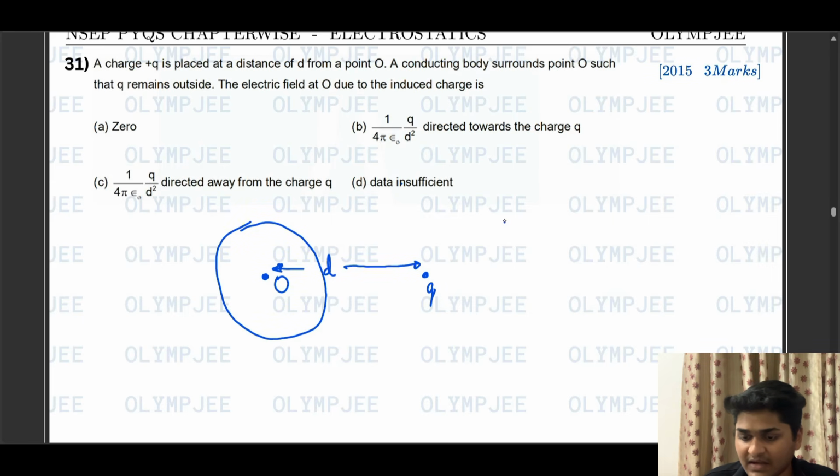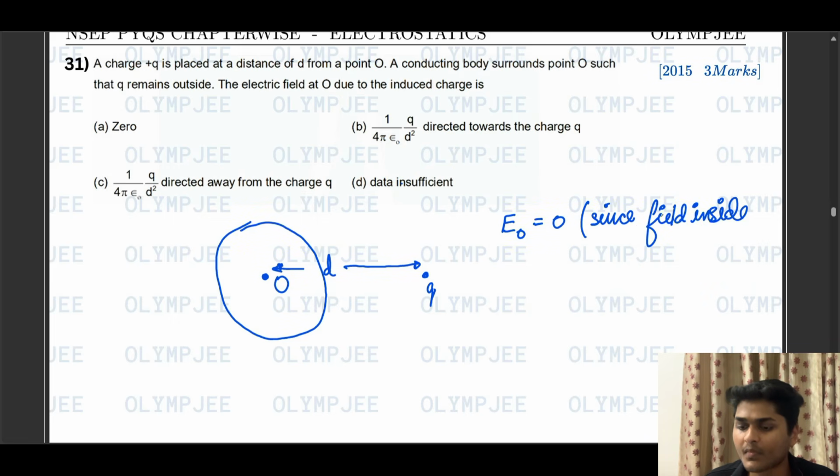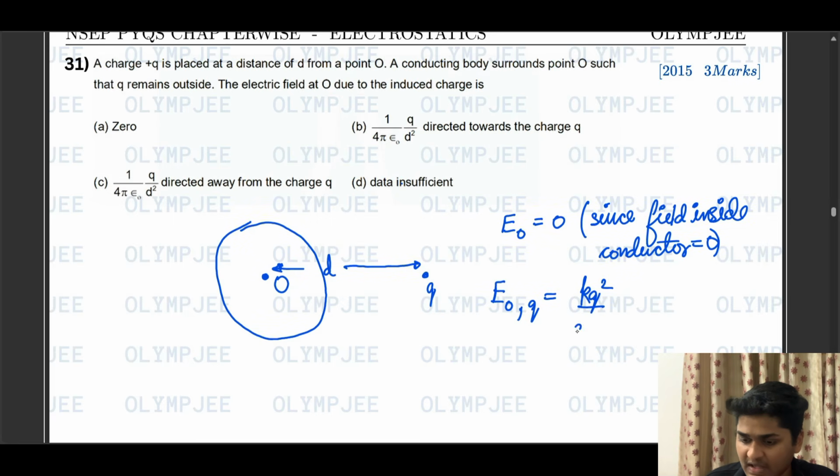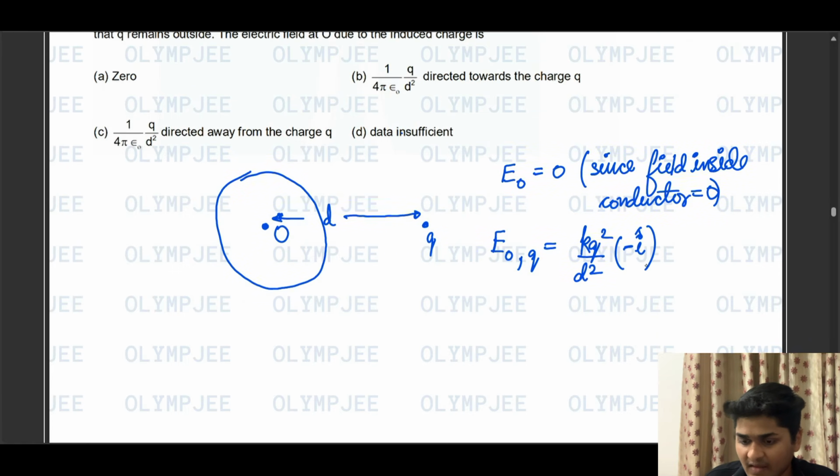So the electric field at O is equal to 0 since the field inside a conductor is 0. And also we know that the electric field at O due to q is given by kq divided by d square in the minus i direction. So the total electric field is 0, which is the sum of the electric field at O due to q plus the electric field at O due to induced charges.